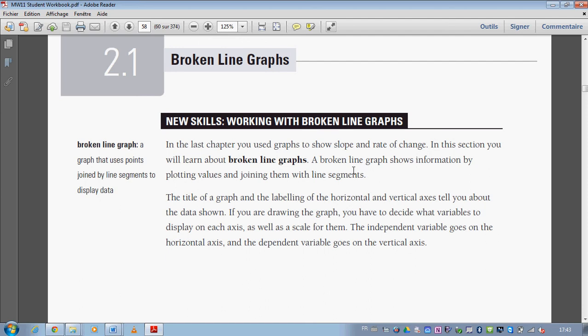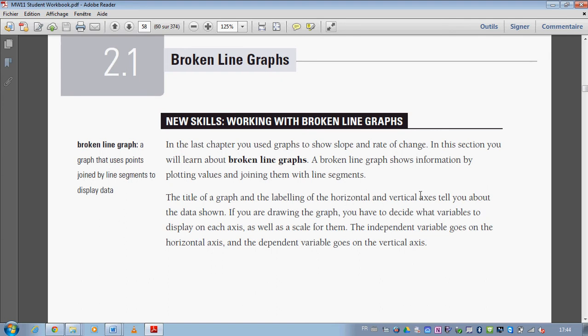Now, when you're asked to draw a broken line graph, there are a few things that you need to know. First of all, you've got to figure out a title for your graph. Depending on the situation, you will be asked to make an appropriate title for the graph. You'll also be asked to label the horizontal and the vertical axes.